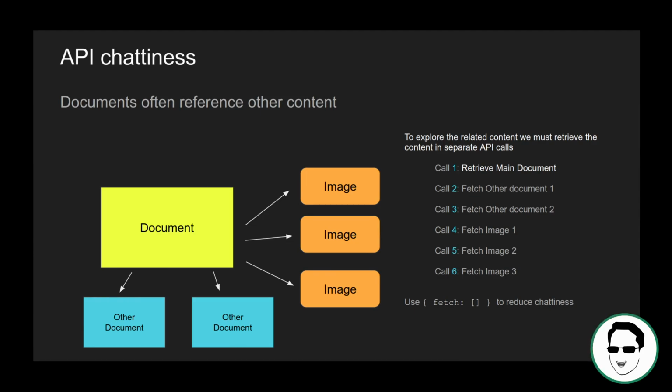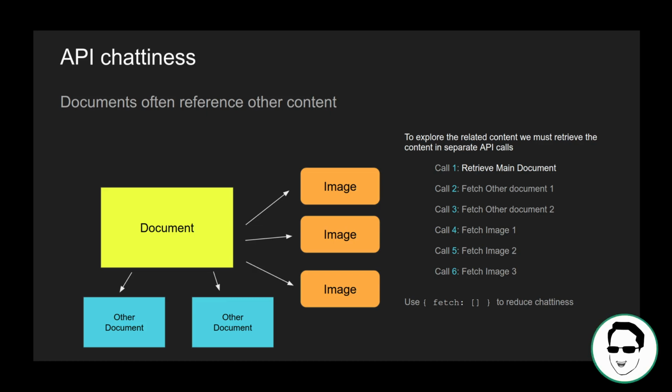What you can see here is an overview of what a normal, semi-complex document looks like. In the big green box, you have the main document that you're interacting with. And usually a document points at other entities in the CMS, such as images, assets, or even other documents.